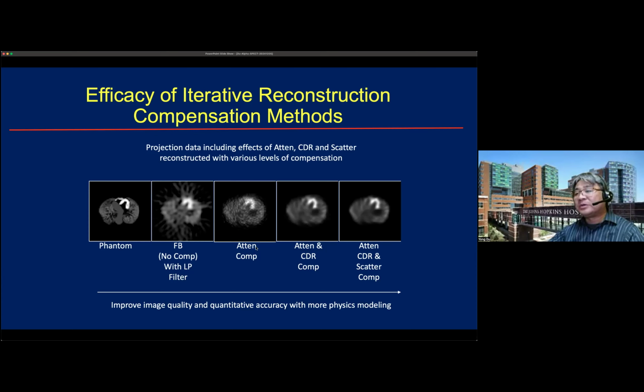So basically this shows we can improve image quality and quantitative accuracy with physics modeling in iterative reconstruction. So that's how we do quantitative reconstruction.